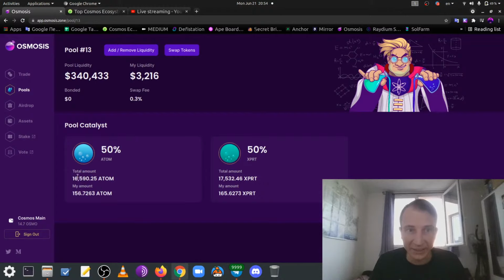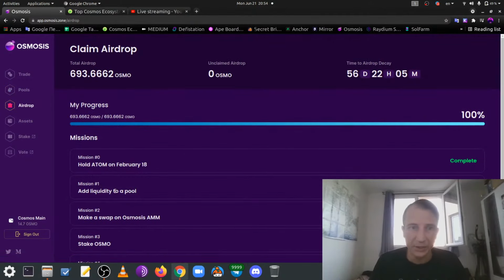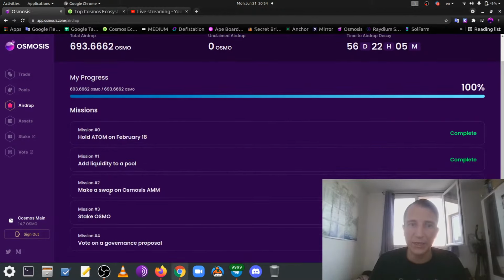So we can see that the total amount of atoms in the pool is 16,000, and the total amount of Expertise is 7,000. I will explain a little bit later. When you add liquidity, you will get mission 1 completed. Mission 2: make a swap on Osmosis AMM. This is very easy and nice. I will show you a little bit later, because for this I want to show you some tricks and life hacks. Mission 3: stake Osmo. Stake Osmo, it's very easy.